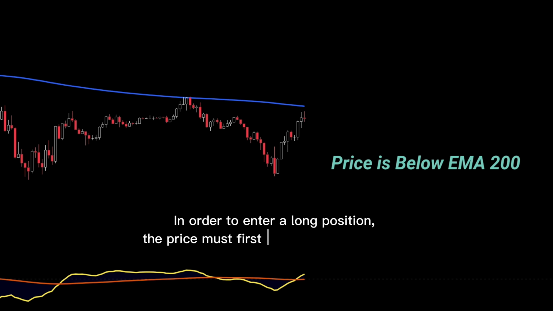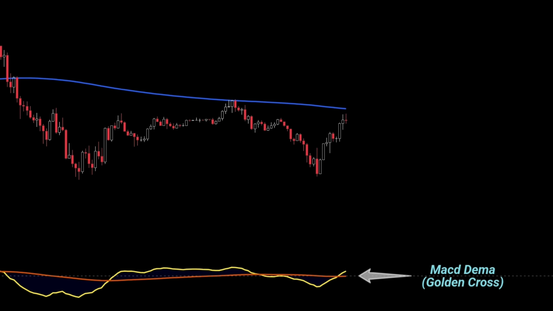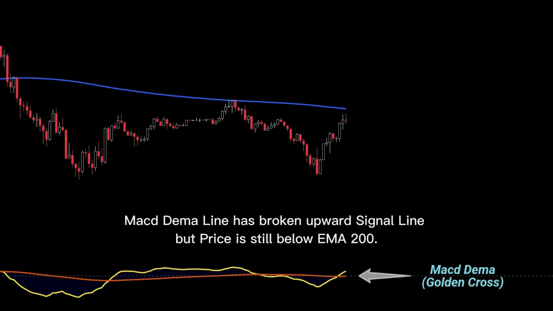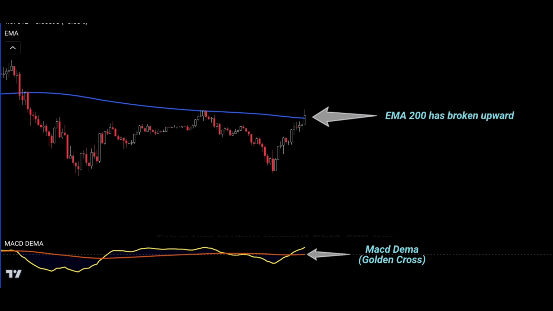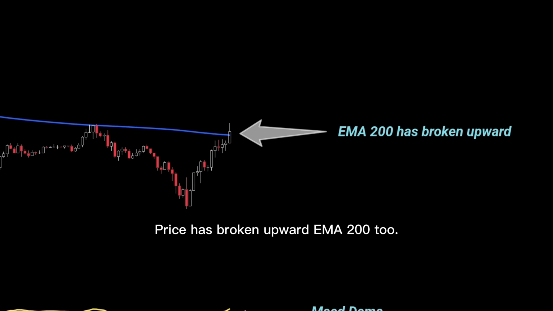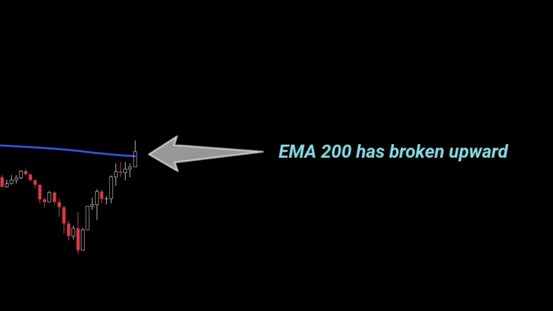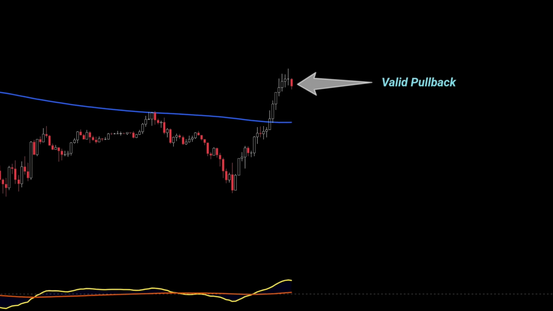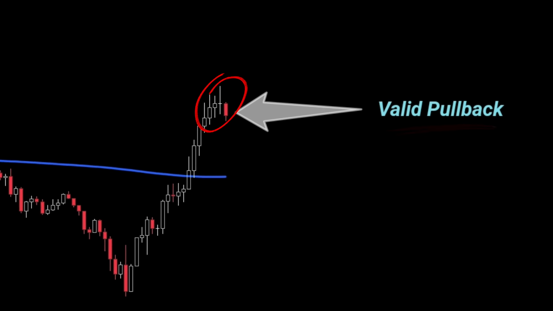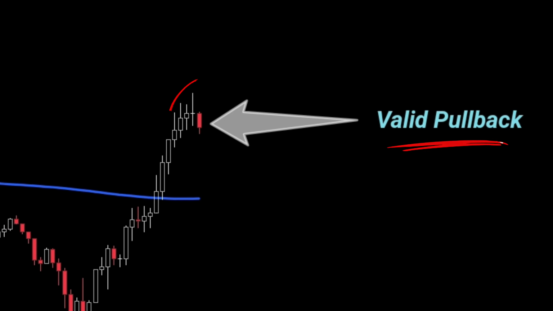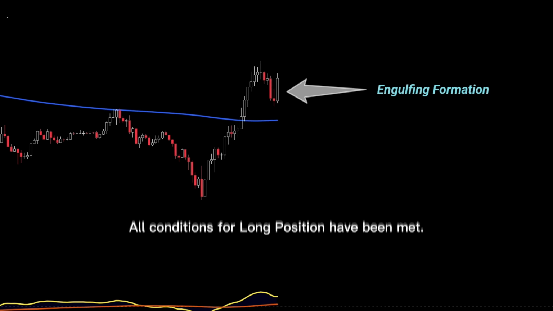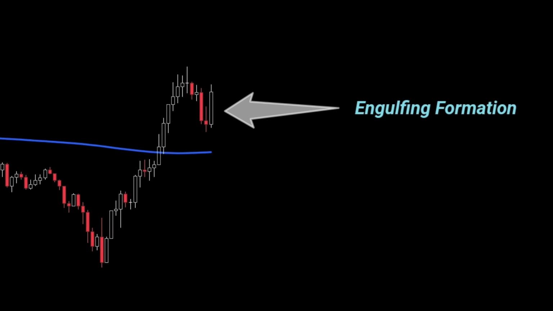In order to enter a long position, the price must first be below the EMA 200. The MACD DEMA line has broken upward the signal line, but price is still below EMA 200. Price has broken upward EMA 200. All conditions for the long position have been met.